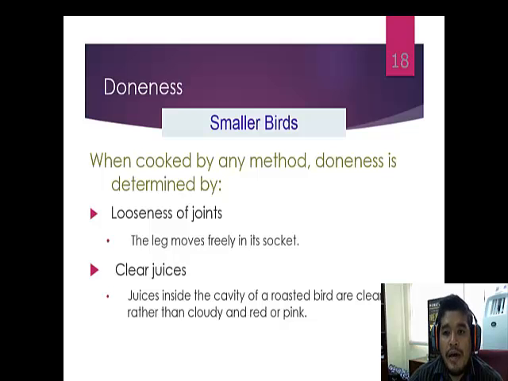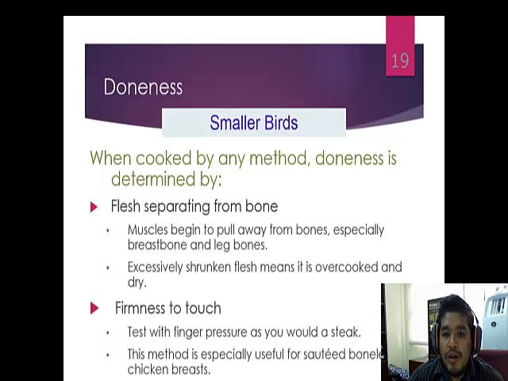For a smaller bird cooked by any method, doneness is determined by the looseness of the joint: the legs move freely in their sockets, and the juices run clear. Doneness is also determined by the flesh separating from the bone, which applies to all proteins. When the muscle begins to pull away from the bones and is excessively shrunken, it means it is overcooked and dry. So you need to understand how to control the cooking time in order not to get dry end products.